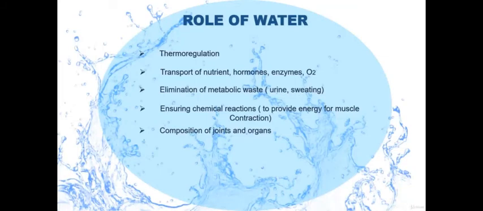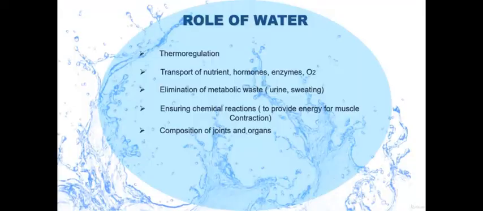When it comes to water's role, water provides thermoregulation. It provides the transport of nutrients, hormones, enzymes, and oxygen. It provides as well the elimination of metabolic waste, through urine and sweating, ensuring chemical reactions to provide energy for muscle contraction. It fits into the composition of joints and organs. Water balance depends on many factors like renal regulation, thirst, sweating, habits, and food.